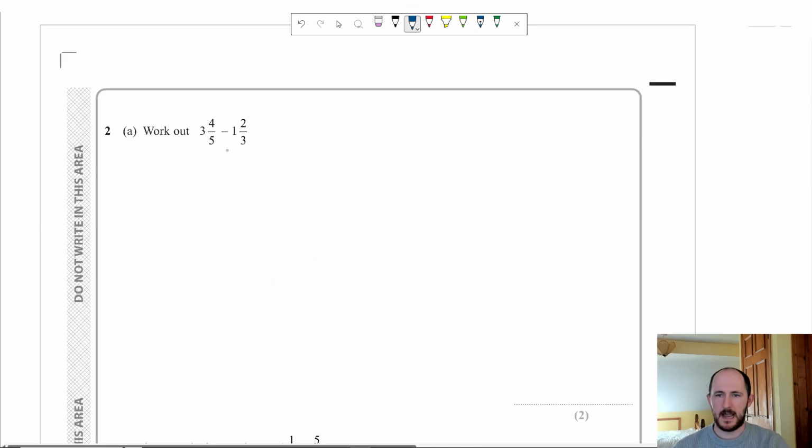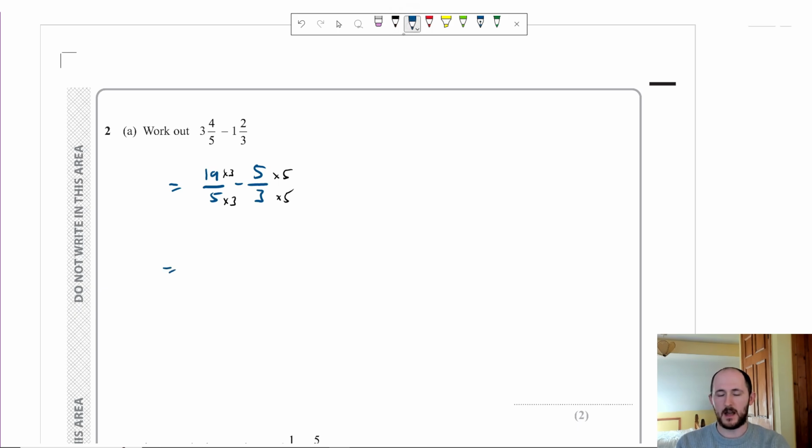For question 2, we have to subtract mixed numbers. Remember, this is a non-calculator paper. My recommendation is to turn them into improper fractions first, which you do get a mark for. So 3 times 5 gives me 15, add 4 is 19, so we have 19 over 5, take away 1 times 3 is 3, add 2 is 5, over 3. Then all we need to do is make the denominators the same. The quickest way to do this is to just times them by each other. So I can times the first fraction by 3, the second fraction by 5.